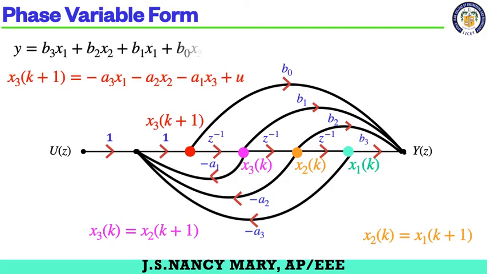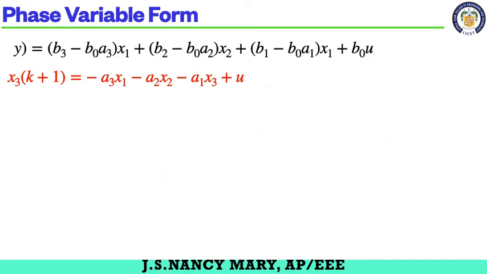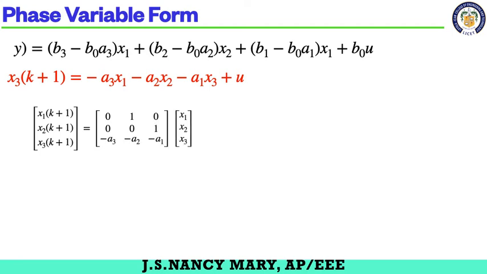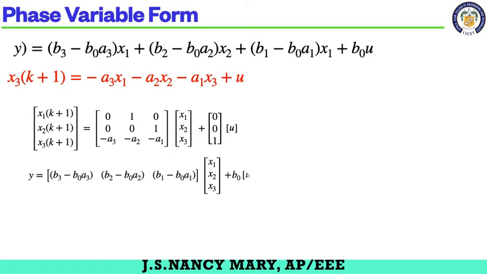So x3 of k plus 1 equals minus a3 x1 minus a2 x2 minus a1 x3 plus u, and y is equal to b3 x1 plus b2 x2 plus b1 x3 plus b0 x3 of k plus 1. Instead of x of k plus 1, I'm going to substitute all the equations which I got, so I can get the final equation like this. Okay, so I'm going to arrange it in the matrix. So x1 of k plus 1, x2 of k plus 1, x3 of k plus 1 is given by the matrix 0 1 0, 0 0 1, minus a3 minus a2 minus a1, plus 0 0 1 times u, and y is given by the row matrix into x1, x2, x3. So this is my phase variable form for the discrete time system, which is having three equations.